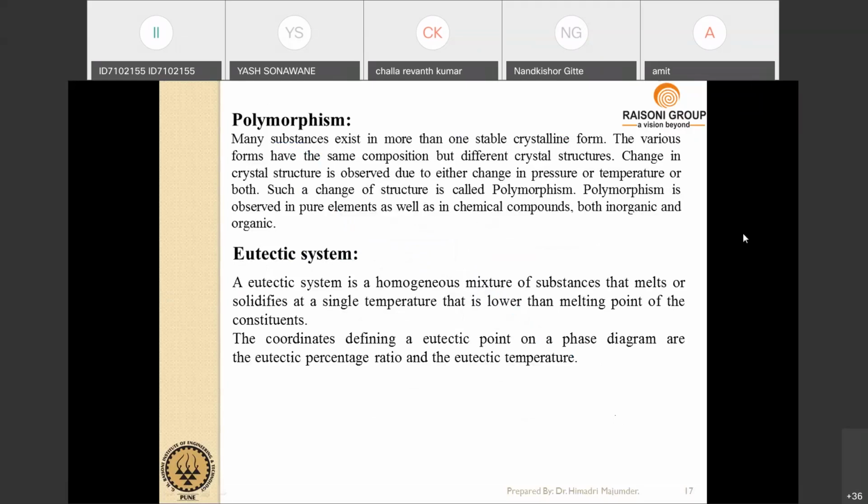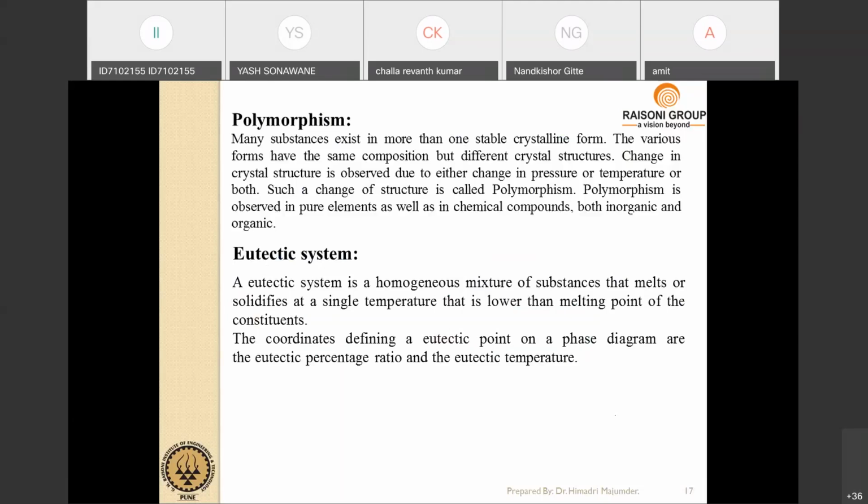Polymorphism: many substances, many components, exist in more than one stable crystalline form. The various forms have the same composition but different crystal structures.